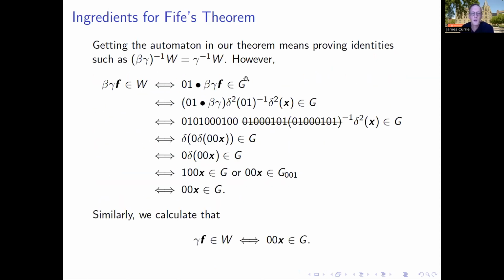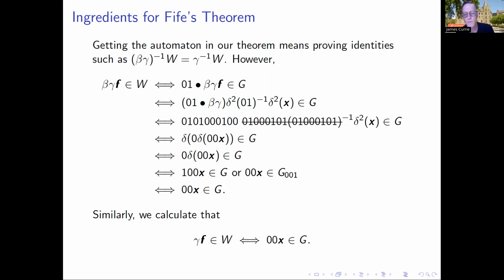So getting the automaton in our theorem means proving identities such as beta gamma inverse of W is equal to gamma inverse of W. So this means the set of words which I take a sequence W and I strip off an initial beta and gamma. So in other words, I have a sequence which produces a good word and I strip off beta and gamma. That's the same as the sequences of good words with a gamma stripped off. So I need this in order to collapse the states of my automaton.